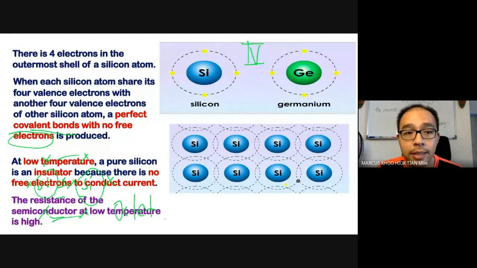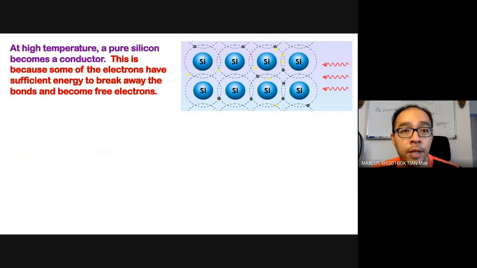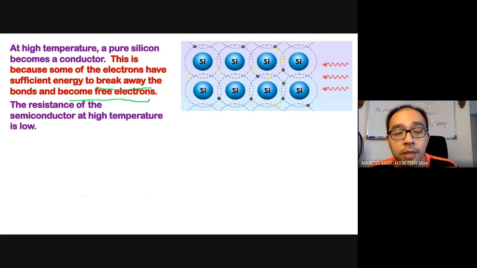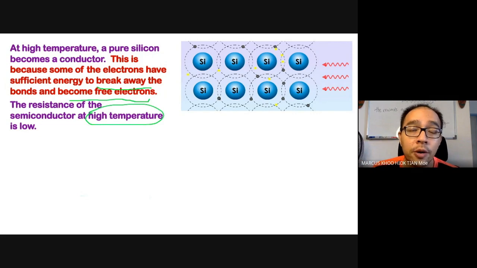But when we provide a little bit of temperature, some of the electrons are going to break away and become free electrons. When we give it a little bit of energy, the electrons get enough energy and start to break away from one another. Because of that, the resistance of the semiconductor at high temperature is low. When we raise the temperature by supplying current, we provide some electrical energy to the silicon so that the free electrons can flow.